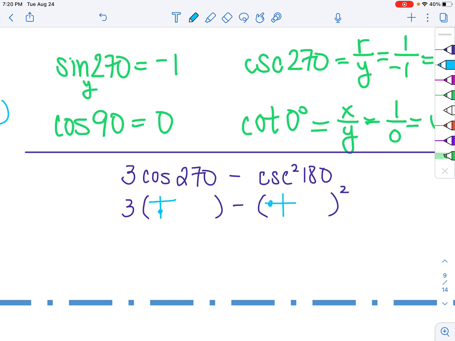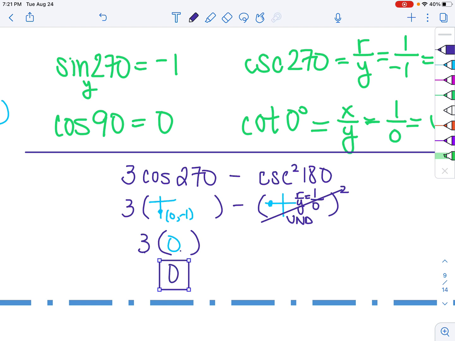And I'm just going to remind myself cosine is the x value. So this point is (0, -1), so the x value is 0 here. Cosine of 270 is 0. Cosecant of 180. So cosecant is r over y, like we were talking about. R is 1. The y value here is 0. So this one would be an undefined value, so we just kind of ignore it. So we leave here 3 times 0, which is 0. So this expression would equal 0.